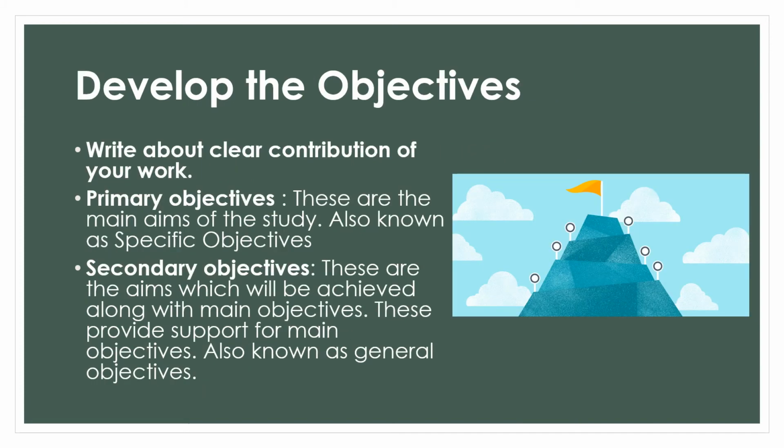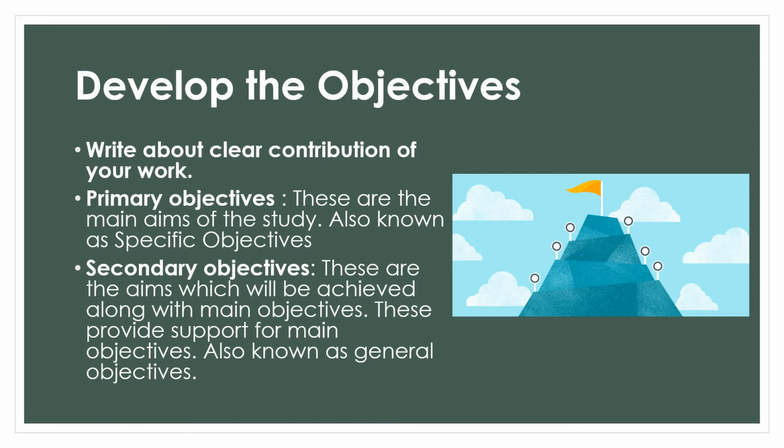Develop the objectives. Write about the clear contribution of your work. In the basic introductory part, at the research problem writing part, you will already be mentioning why you are going to do such kind of research. If you write point-wise or very summarized objectives with a side heading of objectives, then it will be much easier for the reader to understand what your work is.